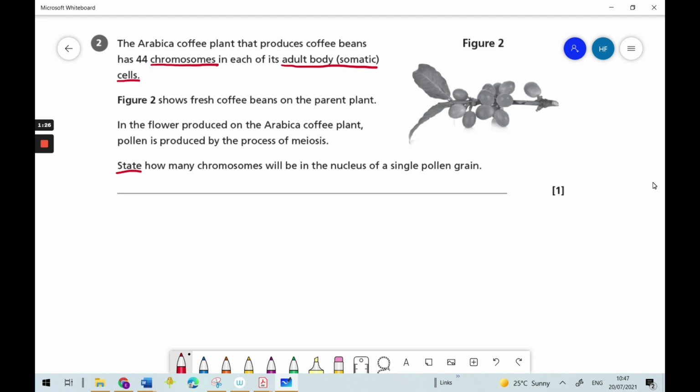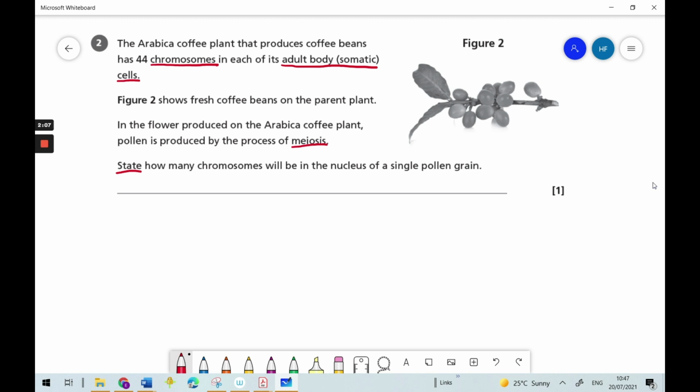Now the question also tells us that in the flower produced on the Arabica coffee plant, pollen is produced by the process of meiosis. Now remember, meiosis is a type of cell division that takes place during sexual reproduction, and it produces what we call haploid cells because they each have half the number of chromosomes of the parent cell. So they have just 1, not 2 of each chromosome. And that's important because it means that when the male and the female sex cells join during fertilization, the fertilized ovule in the plant will have a full set of chromosomes.